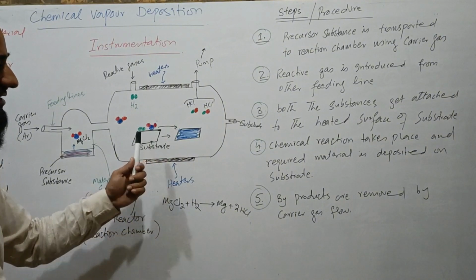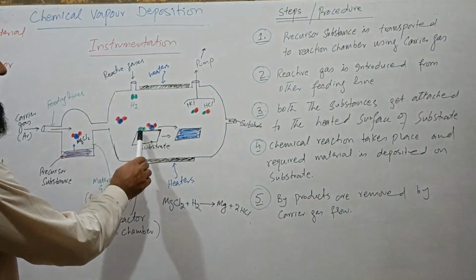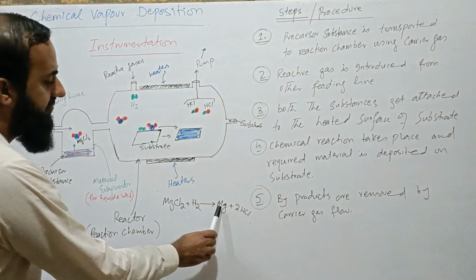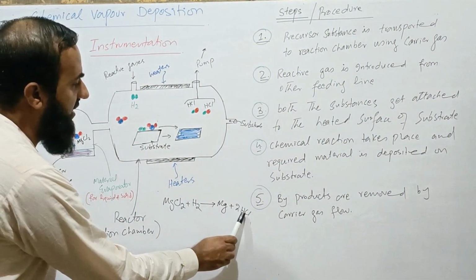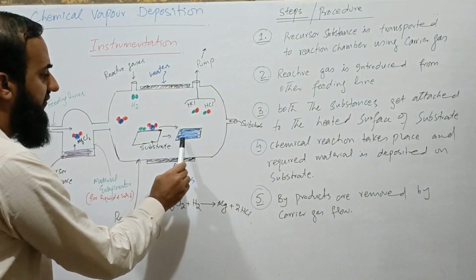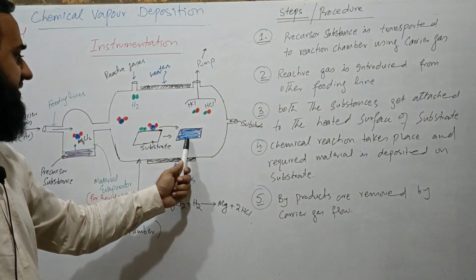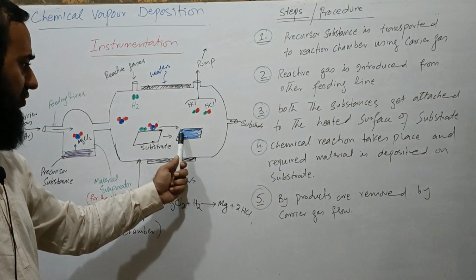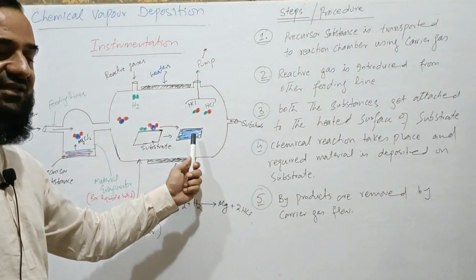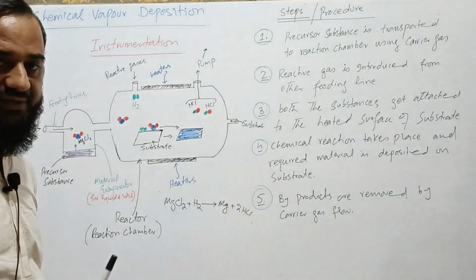Here a chemical reaction takes place and the required material is deposited. For example, a reaction takes place between magnesium chloride and hydrogen. Magnesium is deposited while the hydrogen chloride is separated from the surface. If we look at this substrate, all the blue material, or magnesium, is deposited on the substrate surface and the hydrogen chloride as a byproduct is separated.